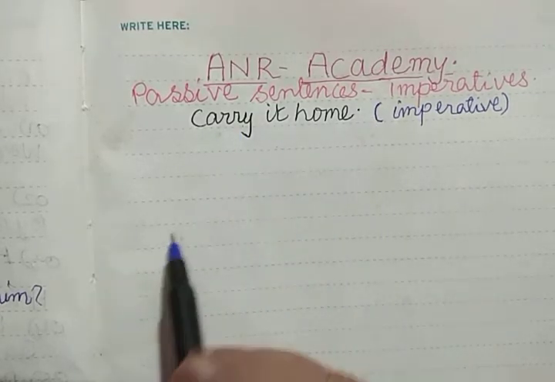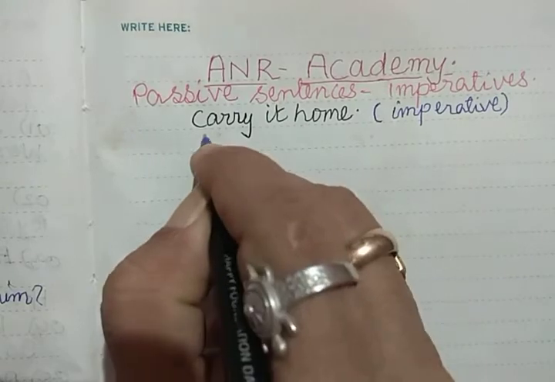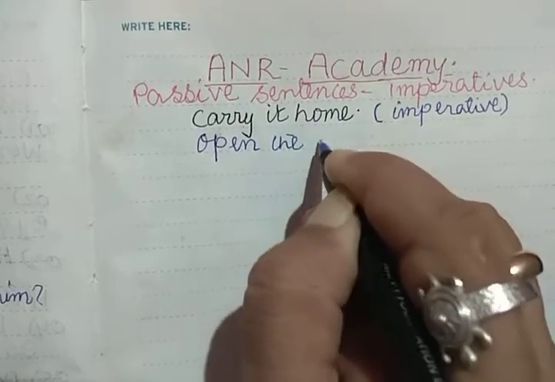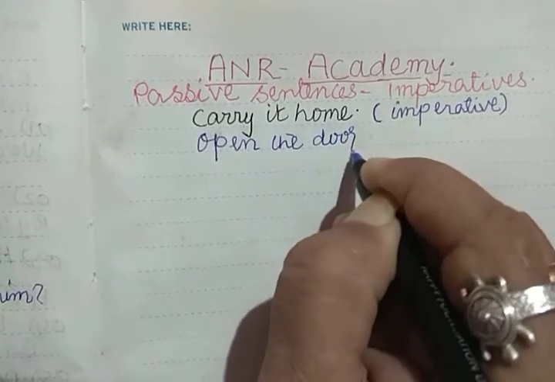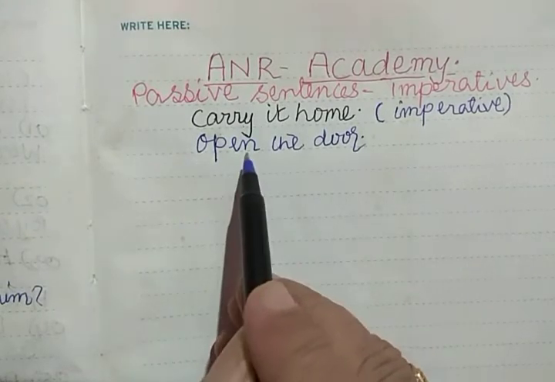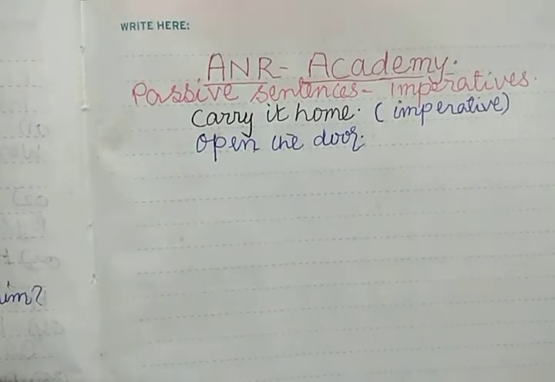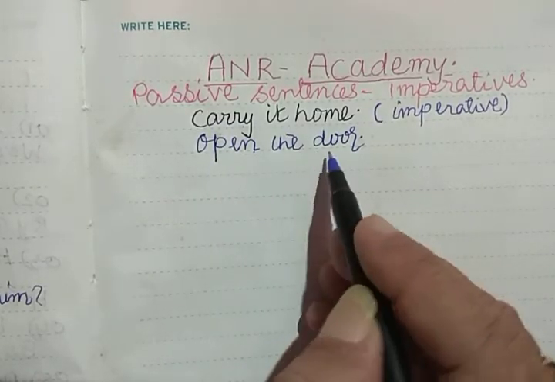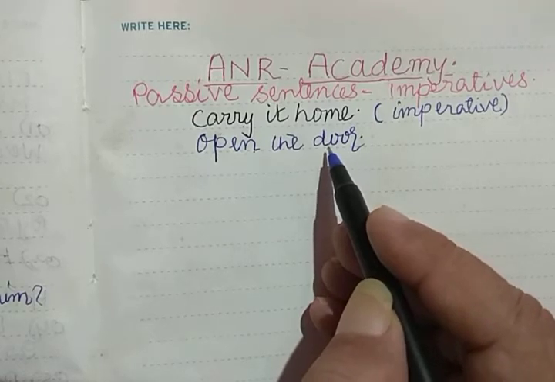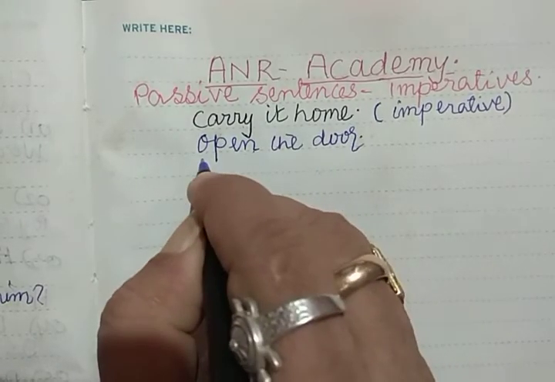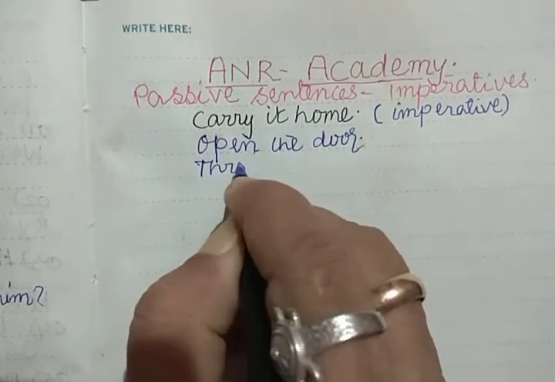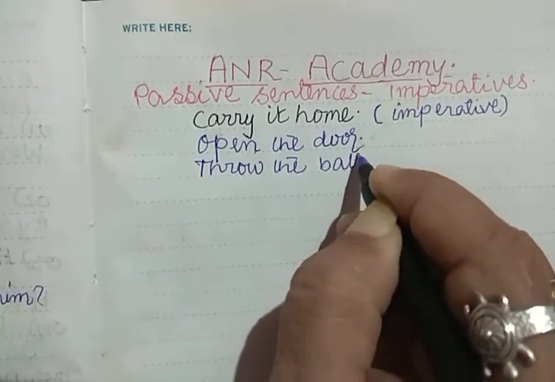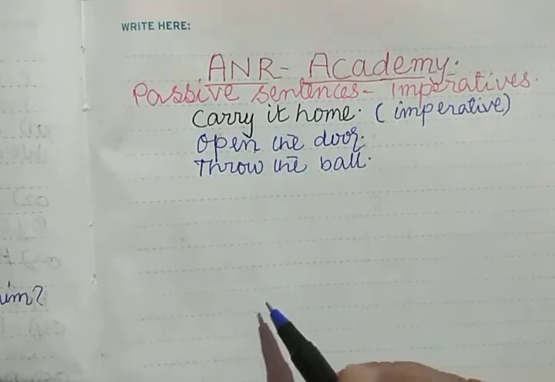Carry it home. Open the door. So here also your sentence started with V1 form of the verb. Open. Clear? Open the door. So this is also one example for imperative sentence. Next, throw the ball. Here throw is also your V1 form of the verb.